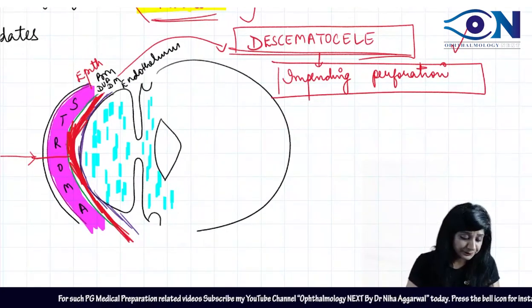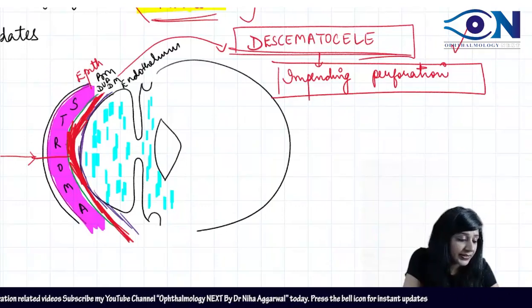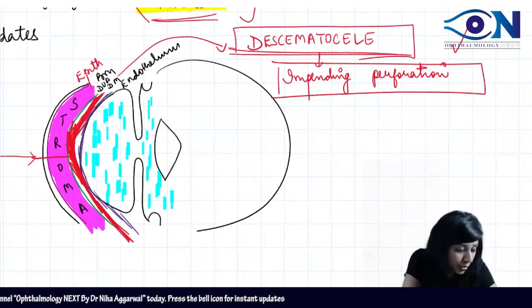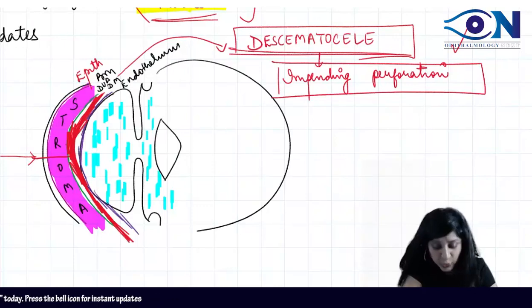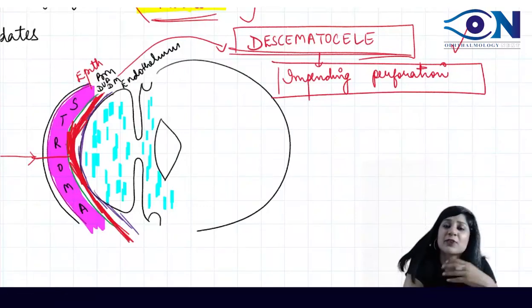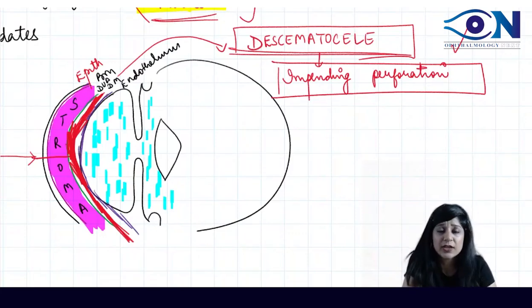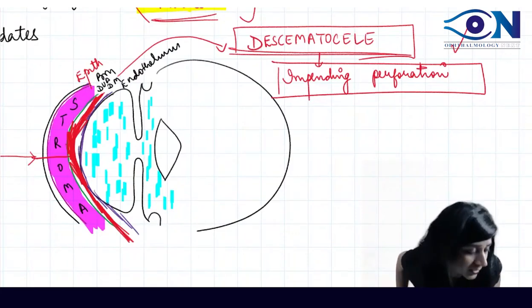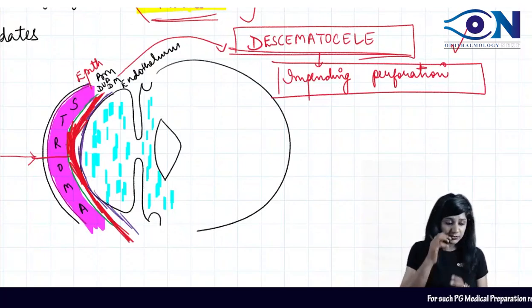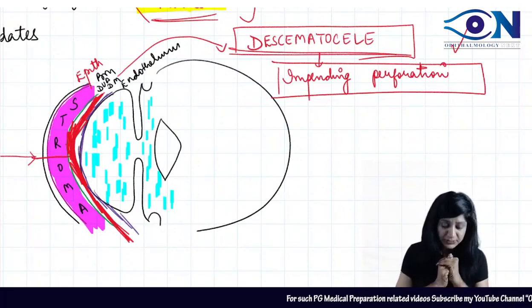I really thank you all, but I do not know how much portion of the cornea I'll be able to cover. Let's see. And don't worry, if I am not able to cover the whole cornea today, we will carry it forward next time also. Yes, so this is your Descemet's membrane.